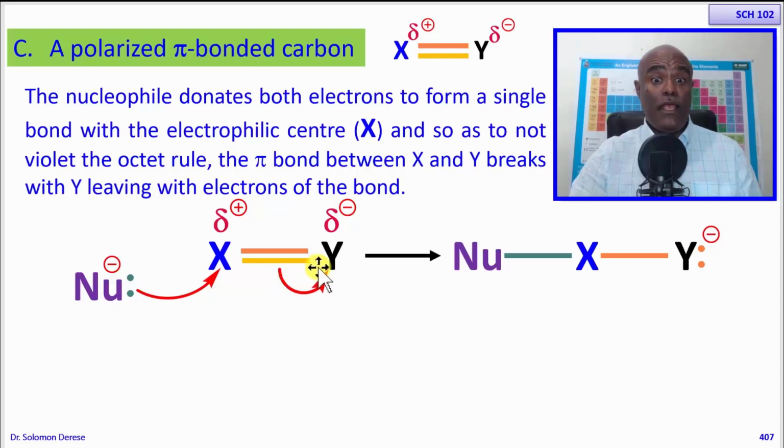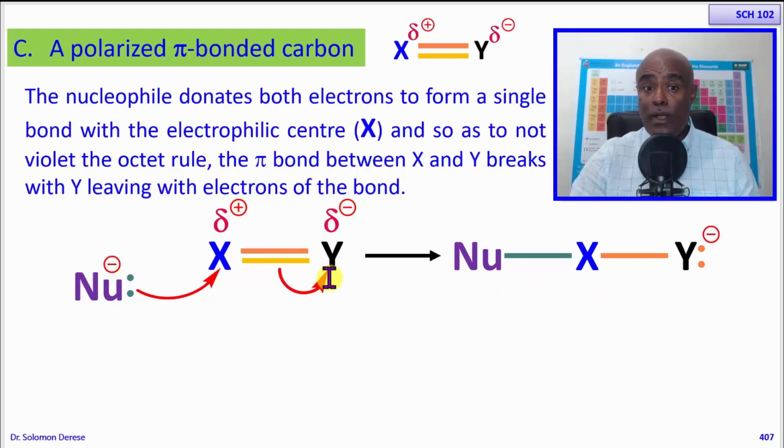So this pi bond will break, and then the electrons of this pi bond will be on Y, the other element, the more electronegative element of the two. The nucleophile will donate both electrons to form a single bond with the electrophilic center, so as to not violate the octet. The pi bond between X and Y breaks. This pi bond breaks with Y leaving with electrons of the bond, so like that.